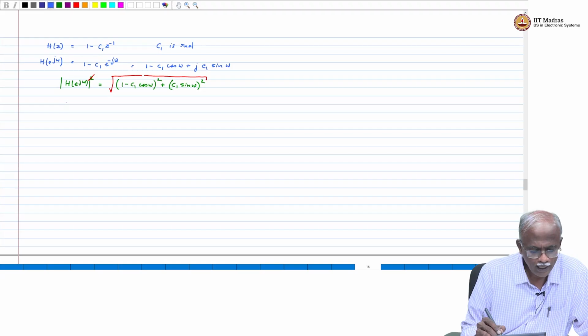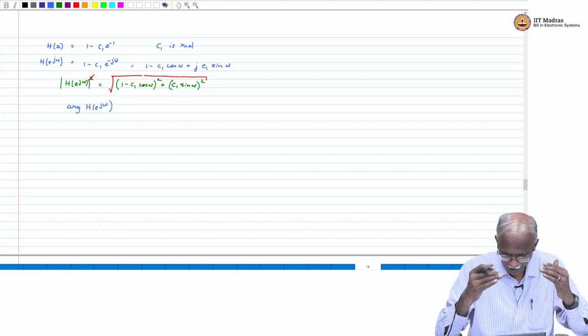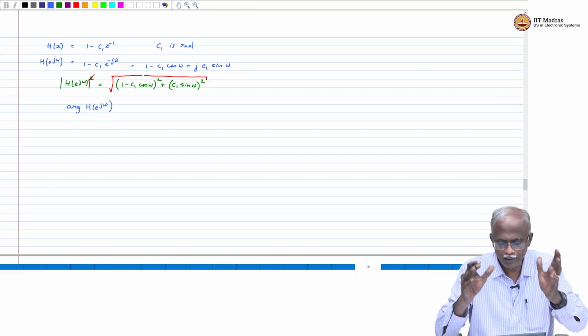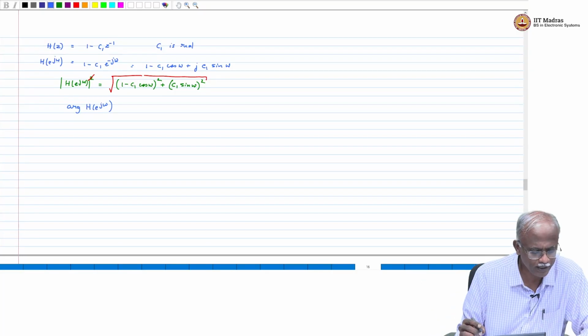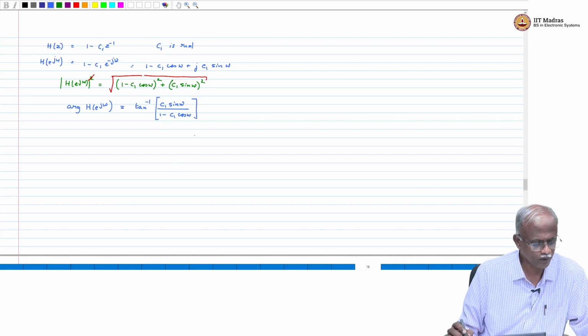Now let us look at the argument of H(e^{j omega}). I am sure you are comfortable with this, but we are looking at first order systems very closely. We want to know how to get the magnitude, how to get the phase, how to get the group delay. All three will be discussed here. The phase will be given by tan inverse of C1 sine omega divided by 1 minus C1 cosine omega. That is the phase response.